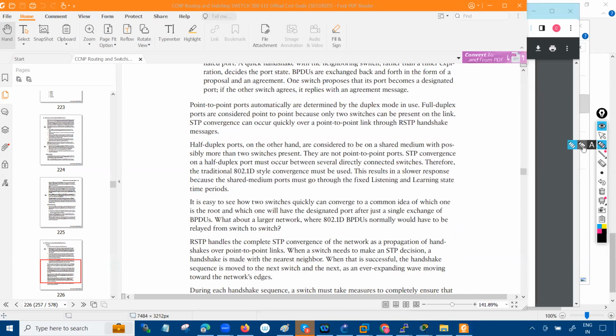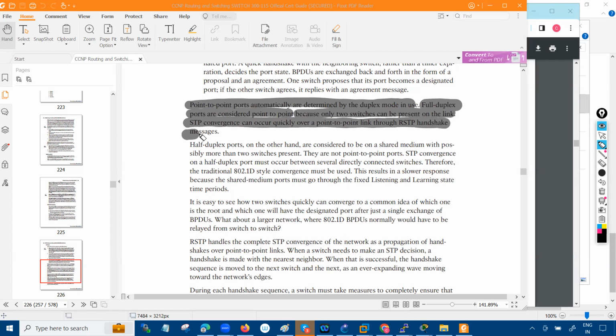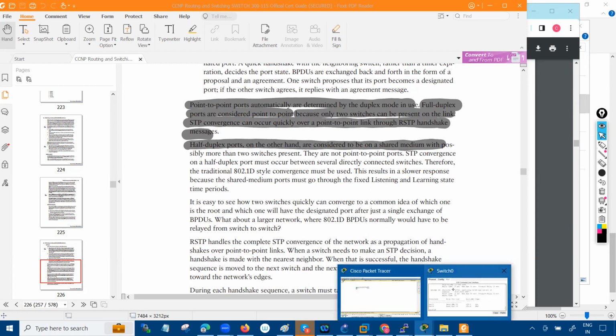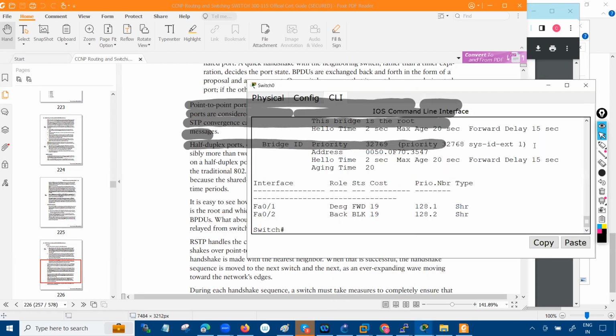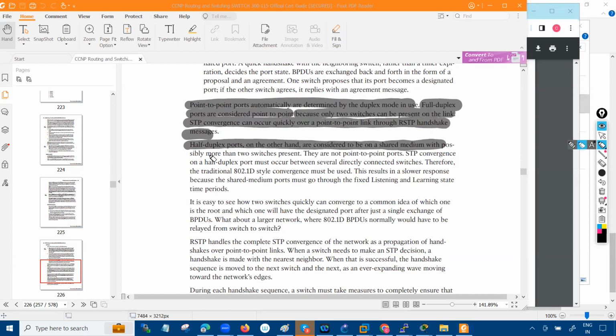If you see, this is saying that point-to-point ports are automatically determined by the duplex mode. Full duplex is considered point-to-point because only two switches can be present on the link. And STP convergence can occur quickly over the point-to-point link through the RSTP handshake process. Handshake means what? A proposal and agreement, right? Half duplex ports, on the other hand, are considered to be shared media. That's what I just showed you in Cisco Packet Tracer. That's how shared media comes into the picture. They are not point-to-point ports.